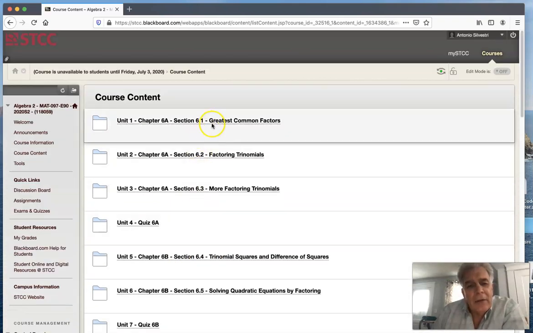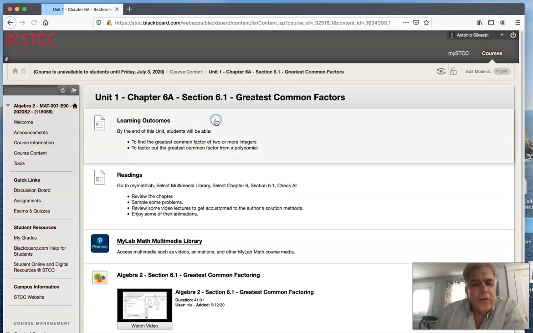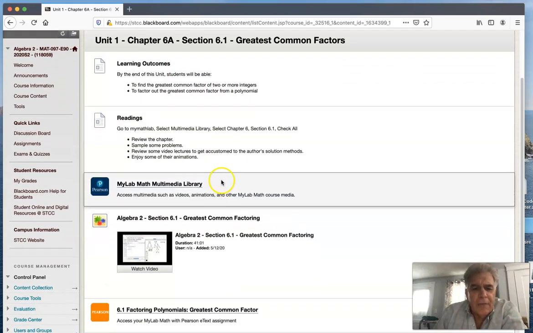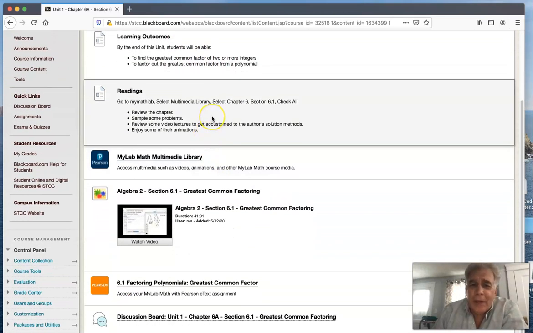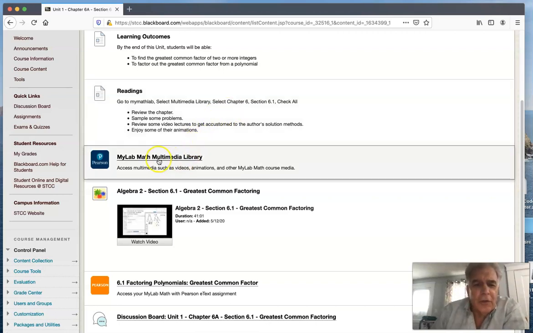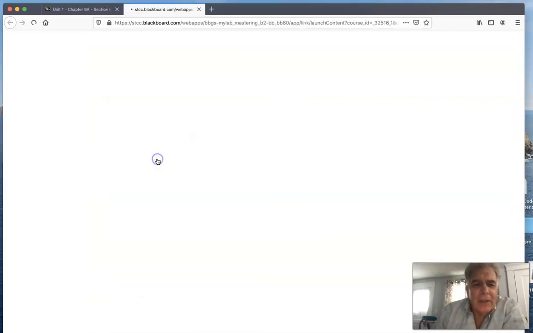Now let's say the first unit. The first unit is typical. Every unit pretty much looks the same, where I describe what you should be learning in this unit. If you want to do some reading, a lot of people like to read some math, I know, you can follow these instructions. You go to the MyMathLab. Let me click on that.